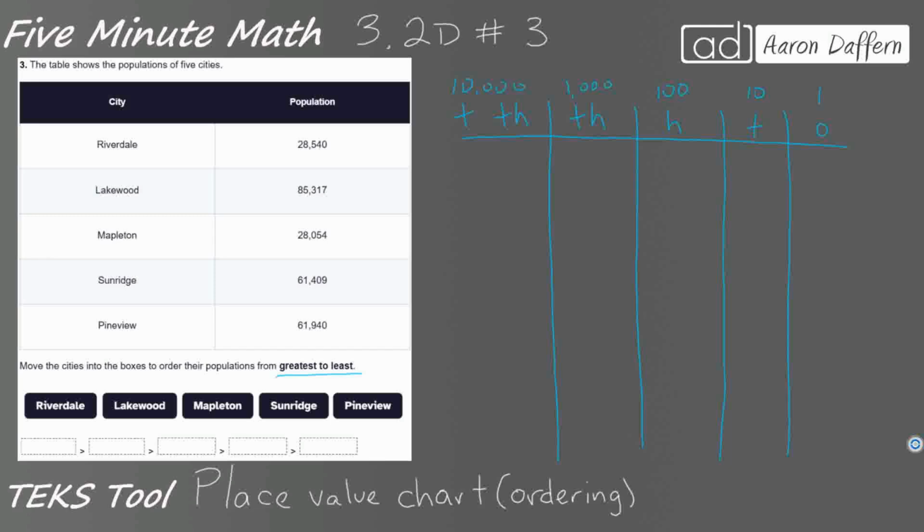And I'm just going to put these 5 cities and their values in this place value chart in just the order they give me. I'm not going to try to sort anything yet. I'll use the chart to help me. So I'm going to say Riverdale. Let's go ahead and make that R for Riverdale.